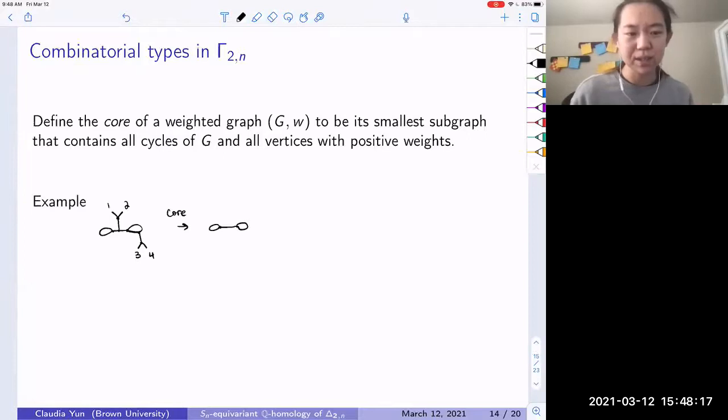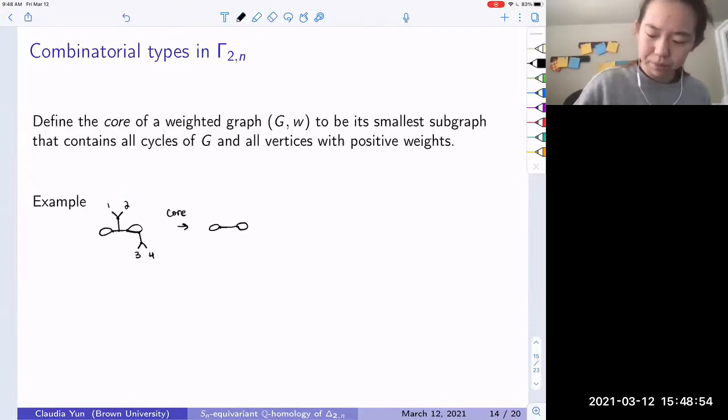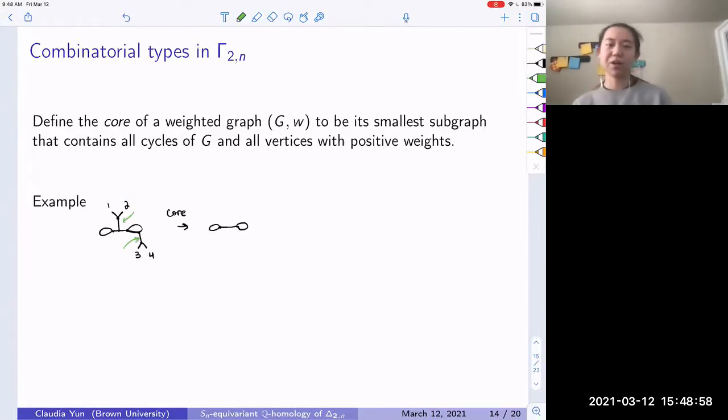combo type. And so we see that basically by taking the core, we are cutting off all the trees that grow on the core. And so whenever the core of a combinatorial type is not equal to itself, we're going to have these trees floating around. And whenever we have a tree, then there's going to be a bridge. And so we see that these are all bridges. And therefore, when we consider our relative homology, we really want to be looking at those combinatorial types whose cores are exactly themselves.